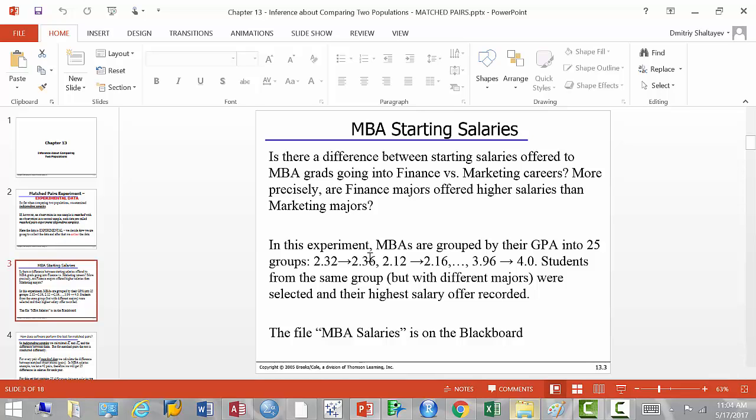To prove or disprove that statement, we have to collect the data and analyze it. That's all there is to it. But there are two ways you can collect the data in general. Way number one would be to take a bunch of MBAs graduating with a finance degree and record their initial salary, and then take another group, a bunch of MBAs graduating with a marketing degree, and record their salary. That would be independently collected samples. But what can happen is the initial salary offer can actually depend on what your GPA was.